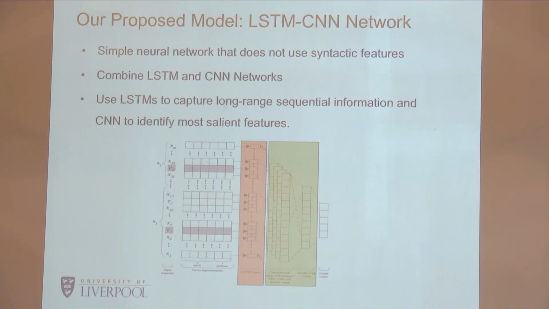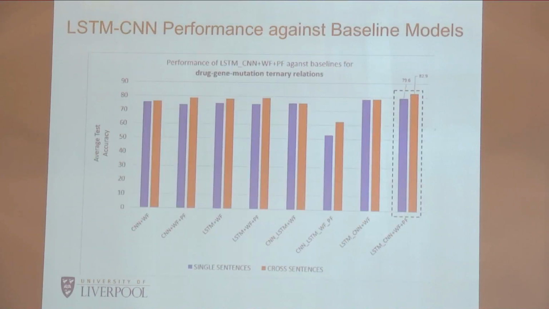So it's a simple method, but they show great results against baselines and against state-of-the-art results, the one that I've mentioned, the graph LSTM. So, for example, this figure shows drug-gene-mutation ternary relation results for either single sentences or cross sentences. And they show they can actually outperform all the different baselines.